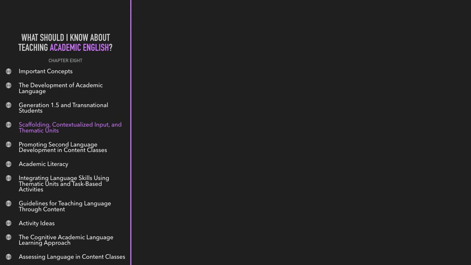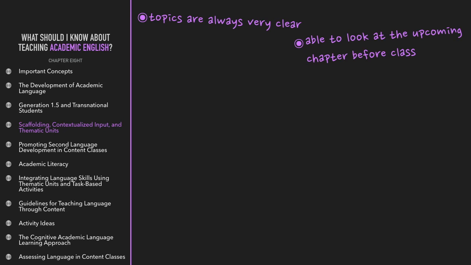Let's look at another advantage of CBLT. With content classes, there is a greater contextualization of input. That is, the topics are always very clear, and students are able to look at the upcoming chapter before class to help them prepare. Teachers also often use warm-up activities that are related to the topic of the lesson in order to activate students' schemata.